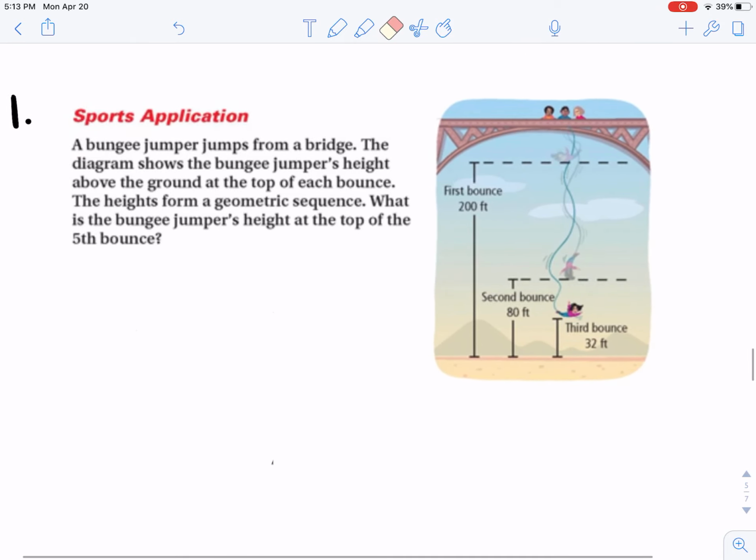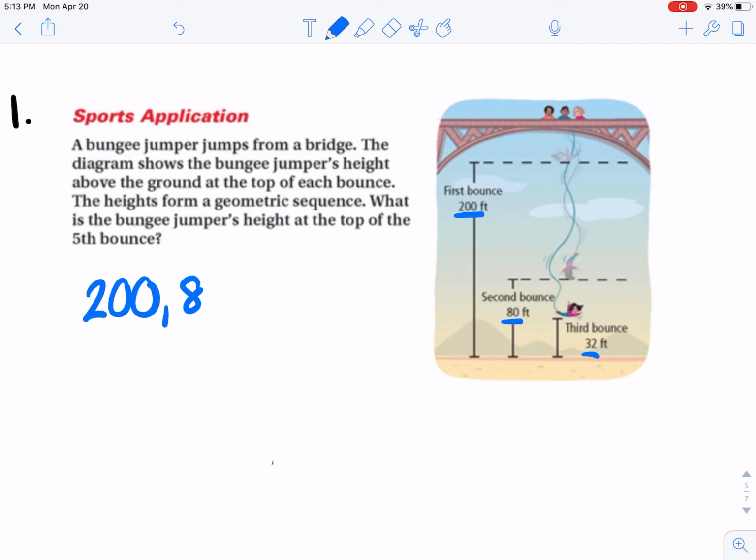And this girl and her friends just went out for a nice fun time to go bungee jumping, because that's what we do to have fun with our friends. Okay, so my three terms, I've got 200, 80, 32. That's my sequence. 200, 80, and then 32.